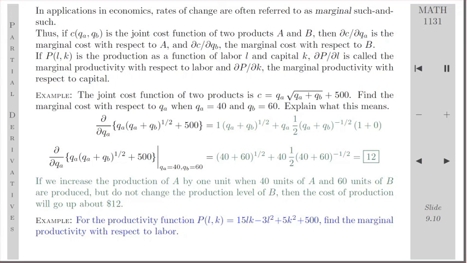In the first term, I have 15LK. So it's 15K times L. I treat K as if it's a constant since I'm differentiating with respect to L. So I get 15K times 1, or 15K. In the second term, I have minus 3L squared. The derivative with respect to L is minus 6L. In the third term, I have only K. Its derivative is 0 since I'm holding K constant. The last term is an absolute constant. It doesn't change at all, so its derivative is 0. So I get 15K from the first term, minus 6L from the second, and 0 from the third and fourth terms.